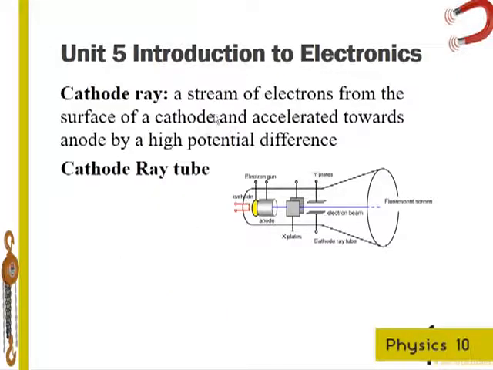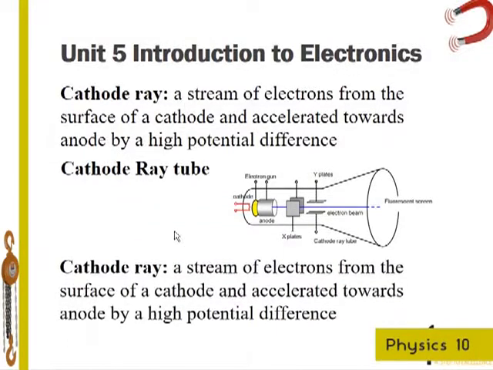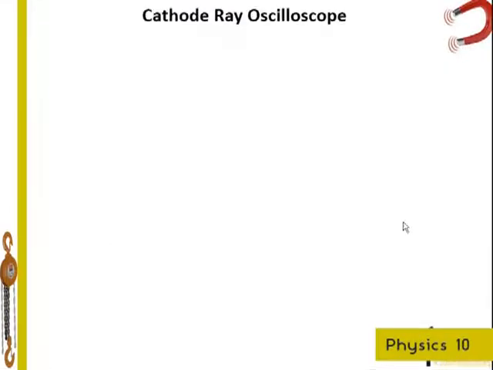Now, a cathode ray is a stream of electrons from the surface of a cathode accelerated to the anode by a high potential difference. So in effect, that's essentially what we've been looking at. We've been looking at a stream of electrons being emitted from a cathode and directed towards an anode. But now we're giving it a specific name. We're calling it a cathode ray. So let's have a look at the cathode ray in a bit more detail.